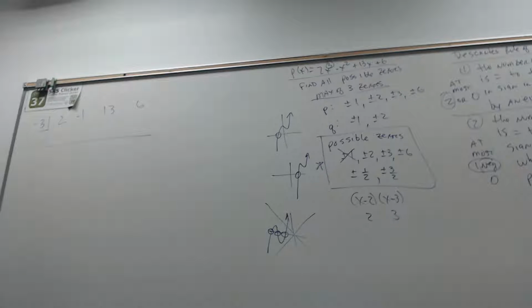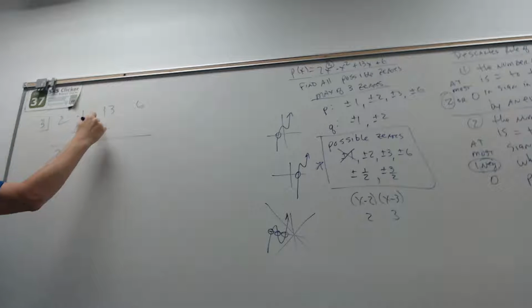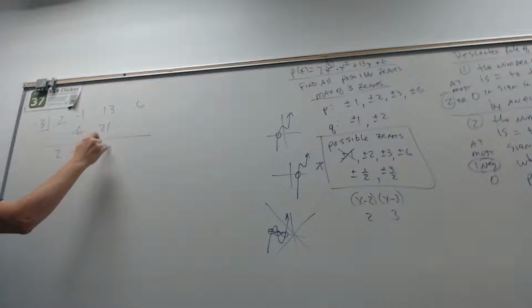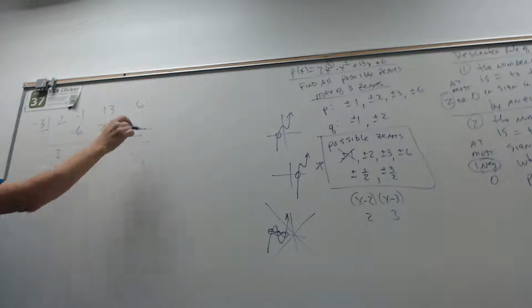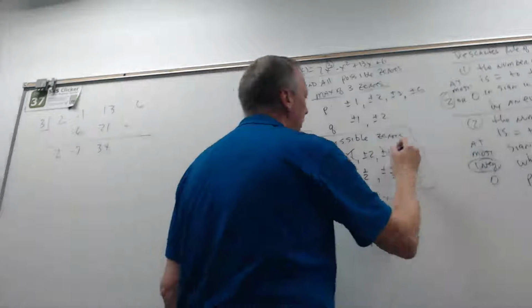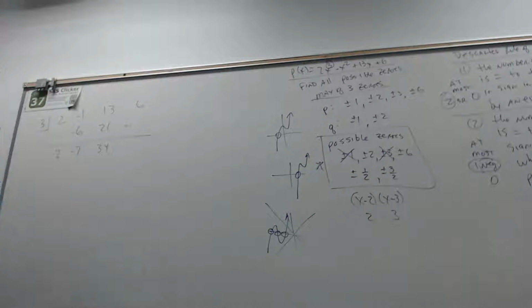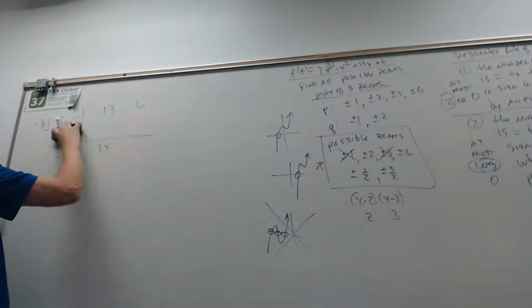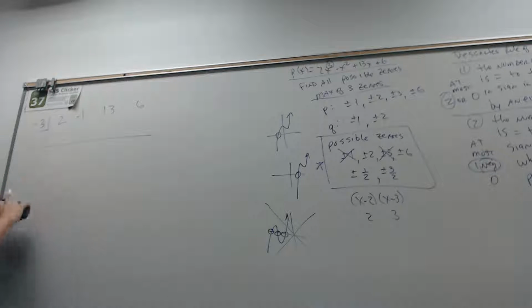Mallory in the back, I see you. 2 down, -6, -7, +21, 34. And a big negative number, is that one gonna work? Okay, so we've now eliminated this. I'll let Mallory pick. What do you want to try next? 2. Let's try 2.